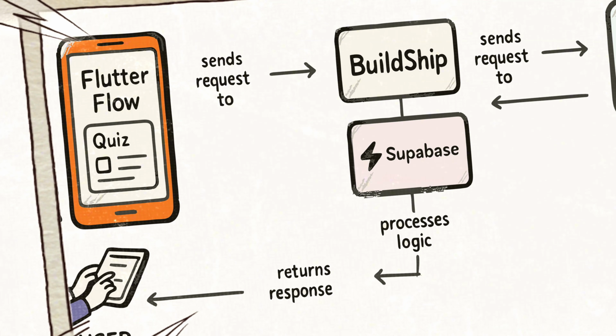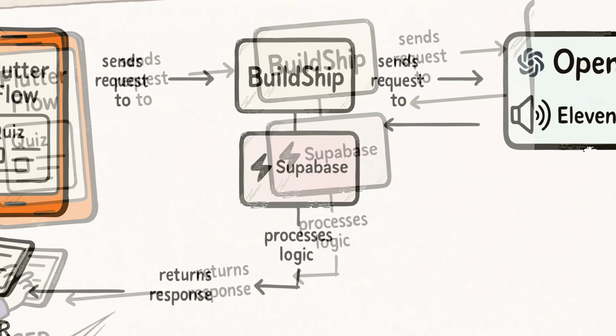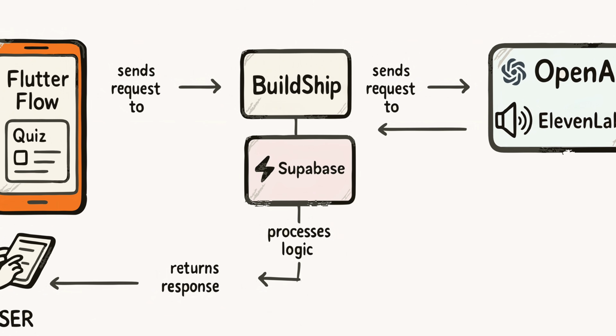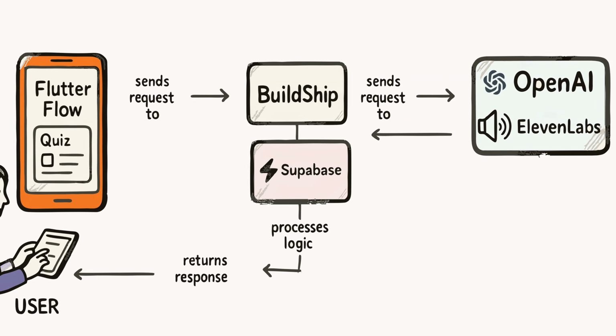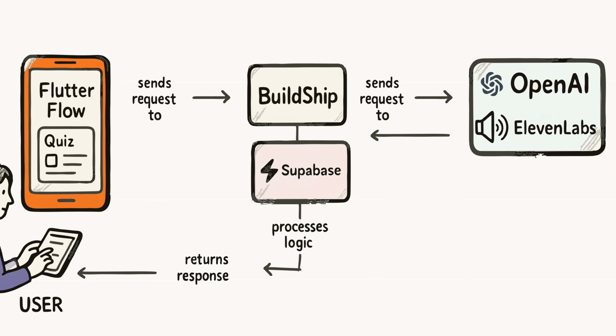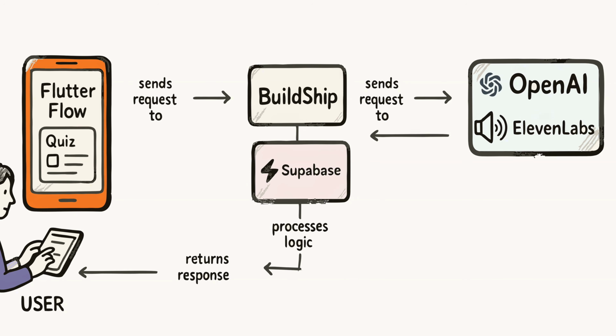This division of labor means FlutterFlow focuses on delivering that slick, smooth user experience, while Supabase and BuildShip handle the heavy lifting efficiently and securely behind the scenes. It's the secret to building a powerful and performant app. So let's get building.